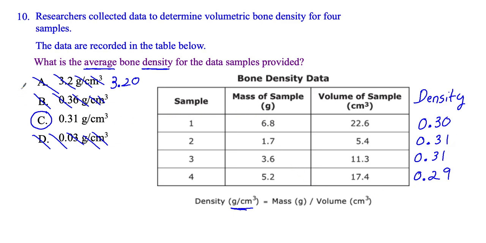Now, if you want to actually find the average, you can. To do it, you would add all 4 of these up, hit enter, and then divide by 4, because there's 4 samples, and that would give you C.